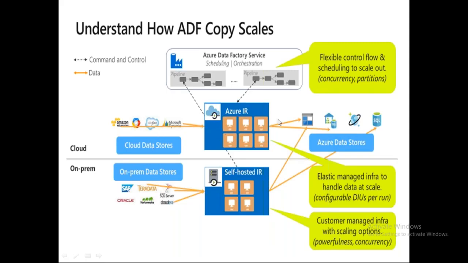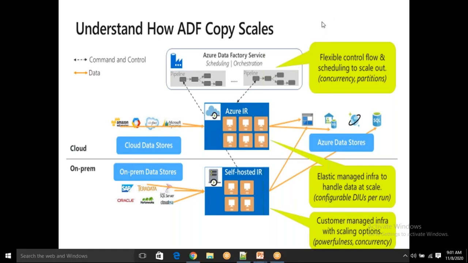This is Azure IR, which will allow you to move data from cloud to cloud. This is self-hosted IR, which will move data from on-premise to cloud. Here you can do two things: scale up and scale out. Here you can increase the DIUs. Clear? Any doubts, friends?